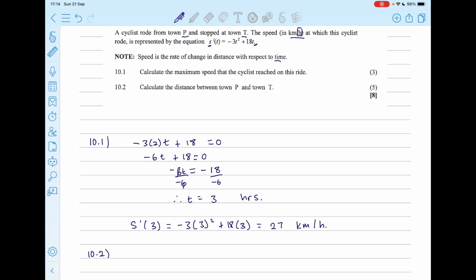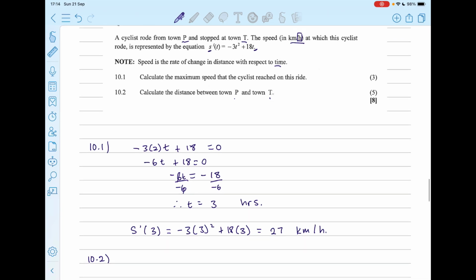Calculate the distance between town P and town T. Okay, so firstly, we need to get the time it's going to take the cyclist to get to town T. Once we have the time, we'll therefore be able to calculate the distance.